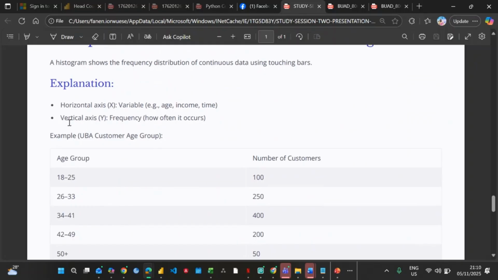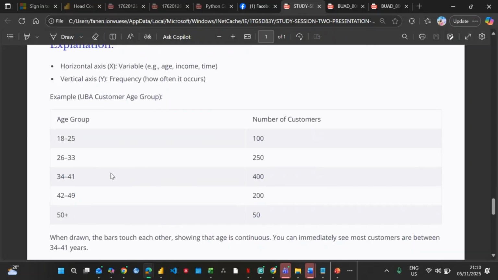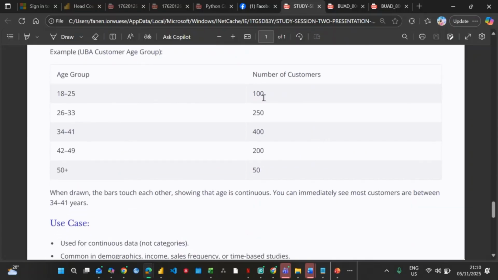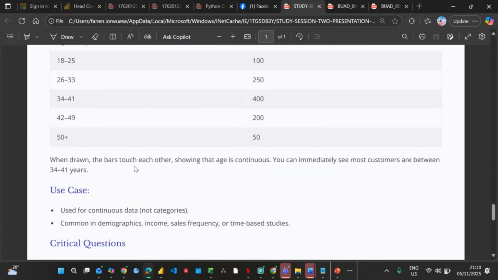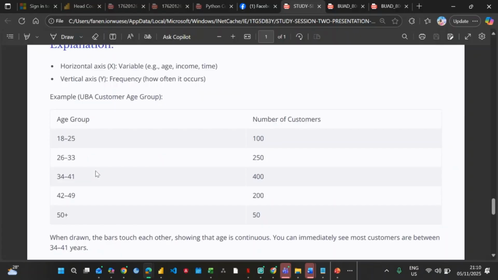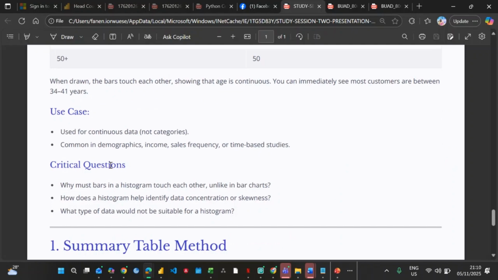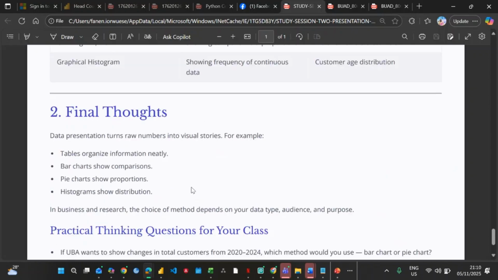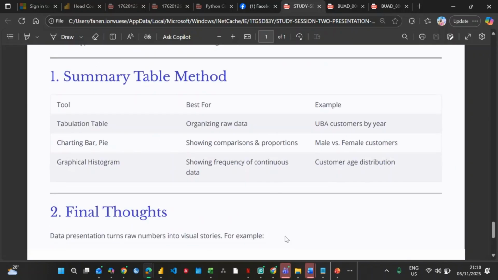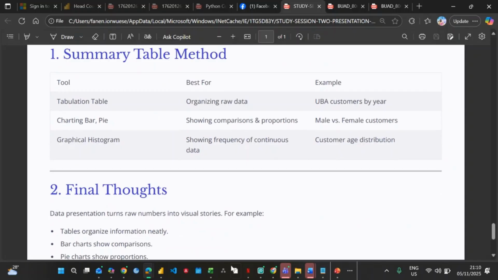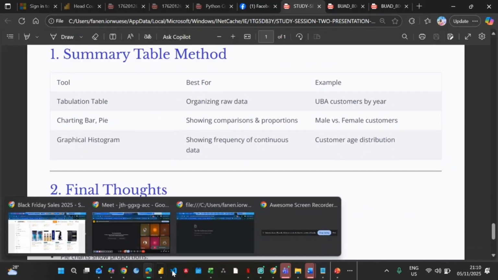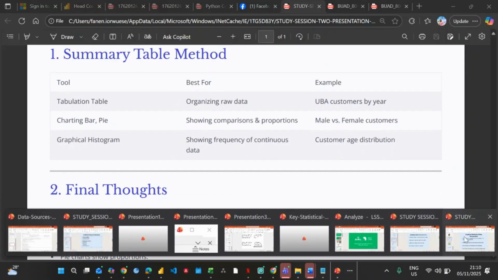Now in the histogram, the x-axis is the variable, like the age, which is this one, and then we have the vertical axis, which is the frequency, how often it occurs. So this is what we're having. When drawn, the bars touch each other, showing that age is continuous, and you can immediately see most customers are between 34 and 41.